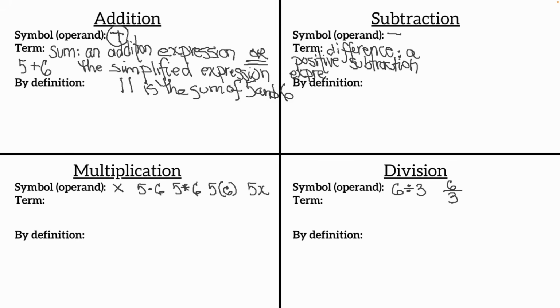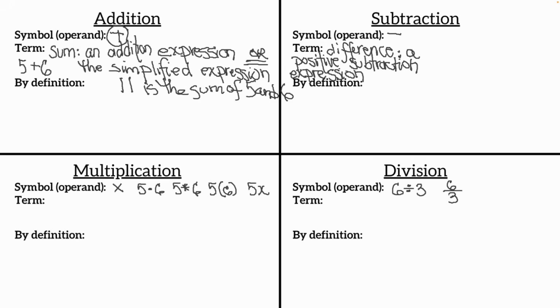For example, I was a single mom for a long time, and I definitely had the experience where I only had $5 in my bank account, and then I took out $30. And then I was in trouble. My bank account went negative, and that would be subtraction, but that would not be a difference.